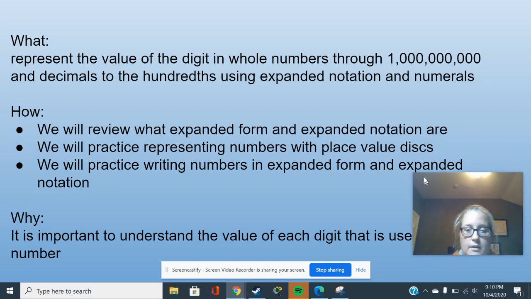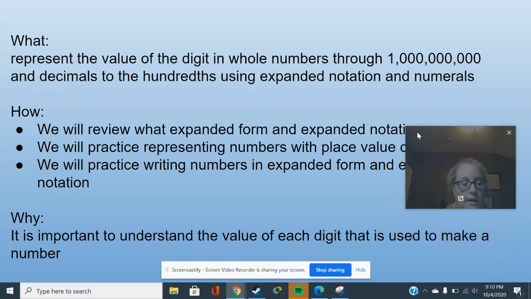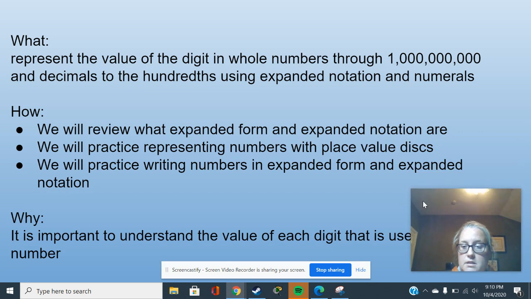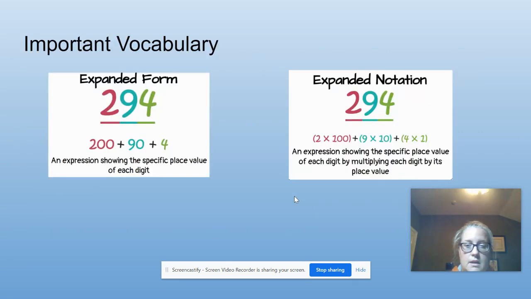I'm going to move my camera so we can talk about the why. Why? Well, it's important to understand the value of each digit that is used to make a number. So we are going to go ahead and get started. Some important vocabulary. There's two really important vocabulary that we need to talk about. The first one is expanded form. The second one is expanded notation.